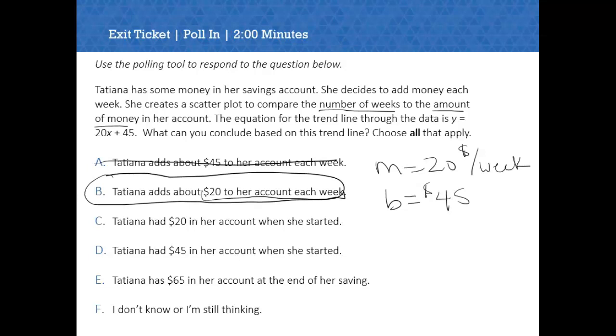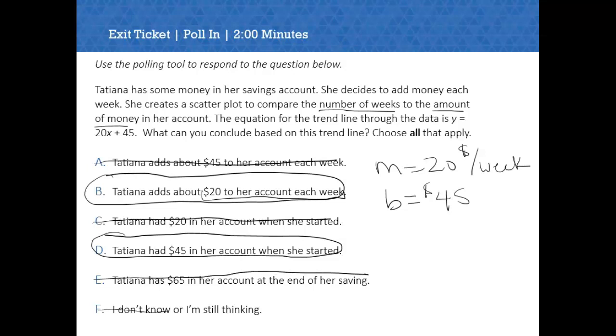Tatiana had $20 in her account when she started. Well, we just said that b is 45, and that's our initial amount, so that's incorrect. Tatiana had 45 in her account when she started. That is correct. That's what she started with. Tatiana has $65 in her account at the end of her saving. Well, I don't recall. It doesn't say anywhere in here how many weeks she decided to do this. So we don't know how much she has at the end because we don't know how many weeks she did it. So that is incorrect.